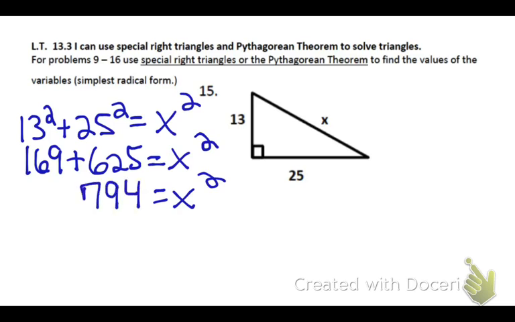And then we want to solve for x, so we're going to take the square root. That's how we get rid of the squared. So x is the square root of 794. We're supposed to round this one, looks like, so let's round it to the nearest tenth. So let's say 28.2, looks like.